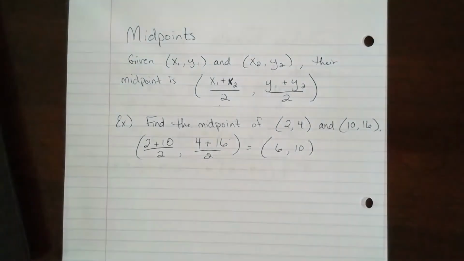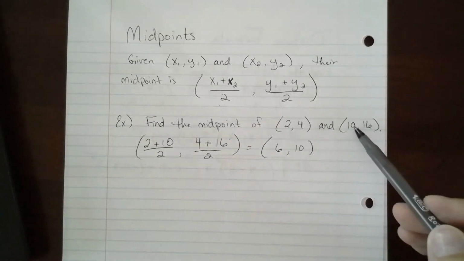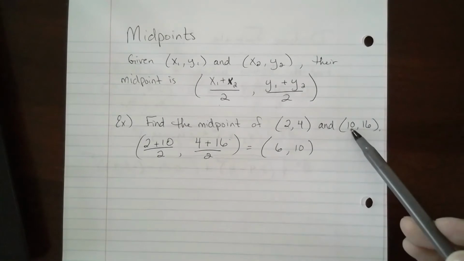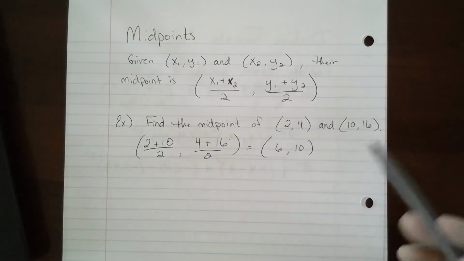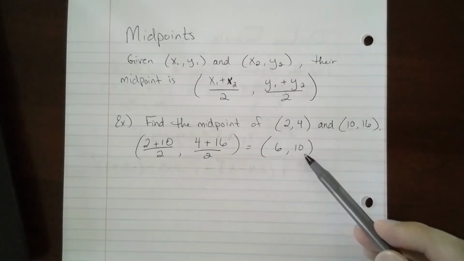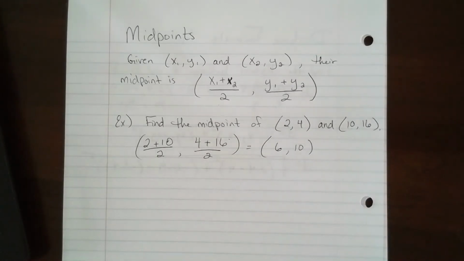So on a coordinate plane, if I were to plot these 2 points and really take a look, 6 is halfway between 2 and 10. It's 4 away from both of them. And 10 is halfway between 4 and 16: 4 is 6 less than 10, and 16 is 6 more than 10. They're literally just the numbers in the middle. It just happens that there are 2 of them instead of just one number, like with the grade example.